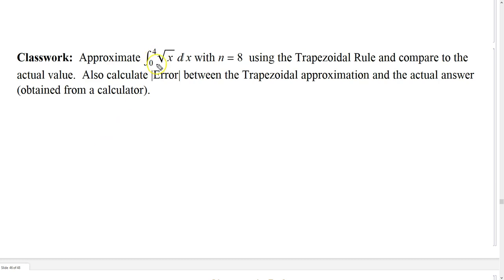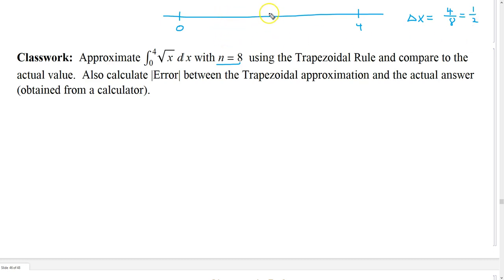So here we want to approximate the definite integral from 0 to 4 of the square root of x using 8 partitions now with the trapezoidal rule. So keep in mind, if we're going to use 8 partitions, then we have to decide what our nodal values are going to be, or calculate them. So x0 is going to be 0, and we're going to go out to 4. So if we're using 8 partitions, then our delta x is going to be 4 over 8, or 1/2.